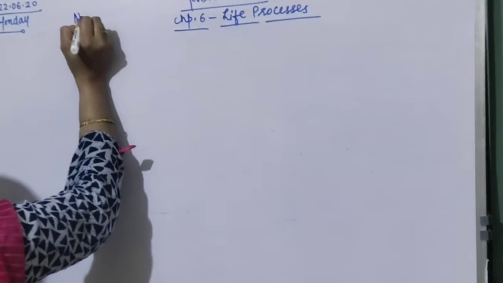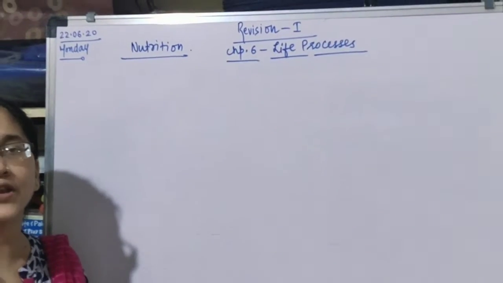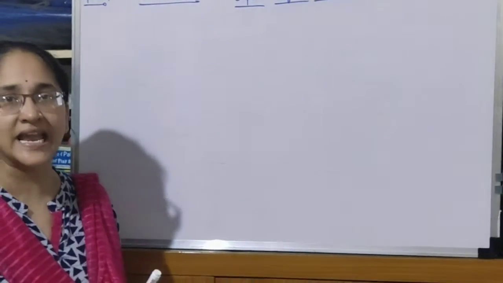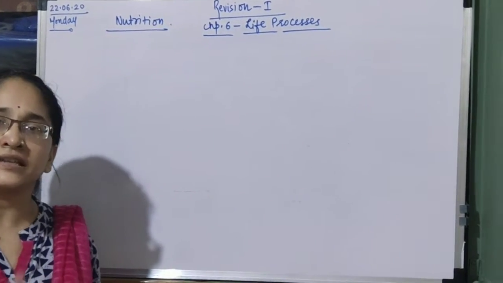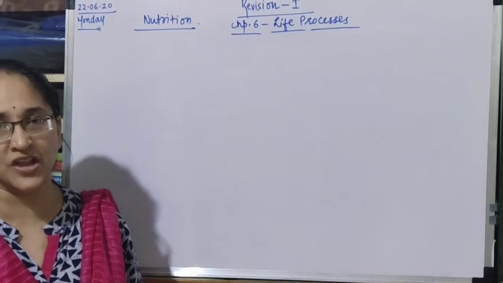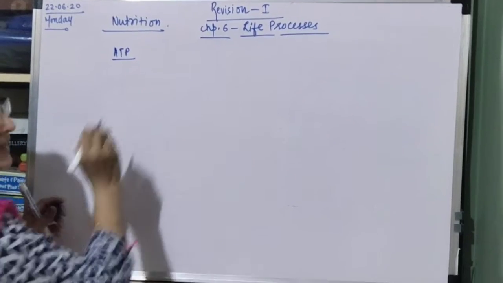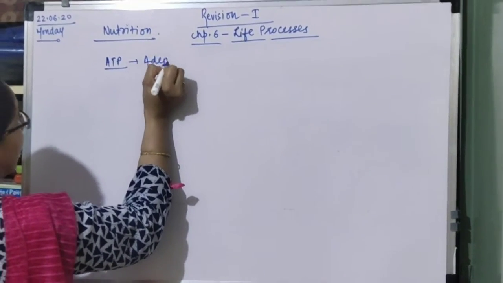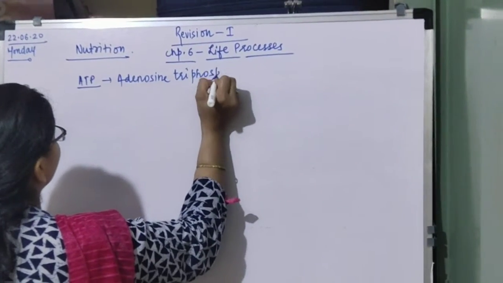So first we'll talk about nutrition. In this lecture today, that is revision 1, we are going to discuss the important concepts related to nutrition. Now when we talk about nutrition, we know that it is the process of intake of nutrients which can be organic or inorganic in nature, and they are broken down into simpler substances to give us energy in the form of ATP. We know that the energy currency of our body, that is ATP, stands for adenosine triphosphate.